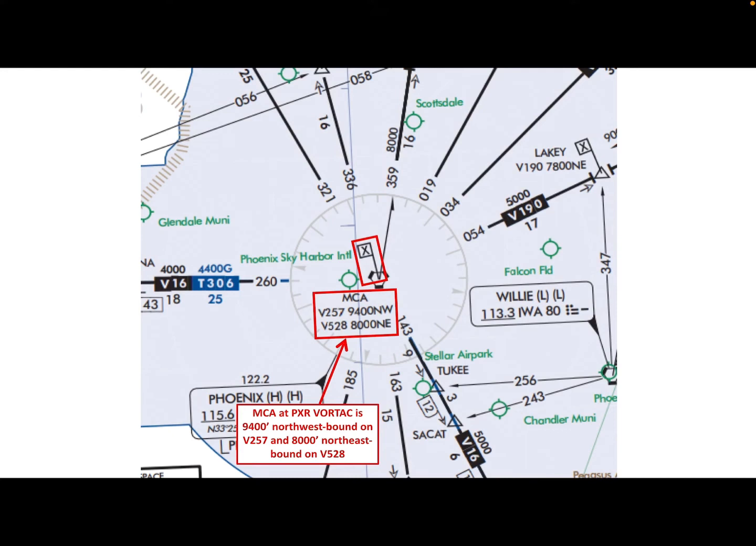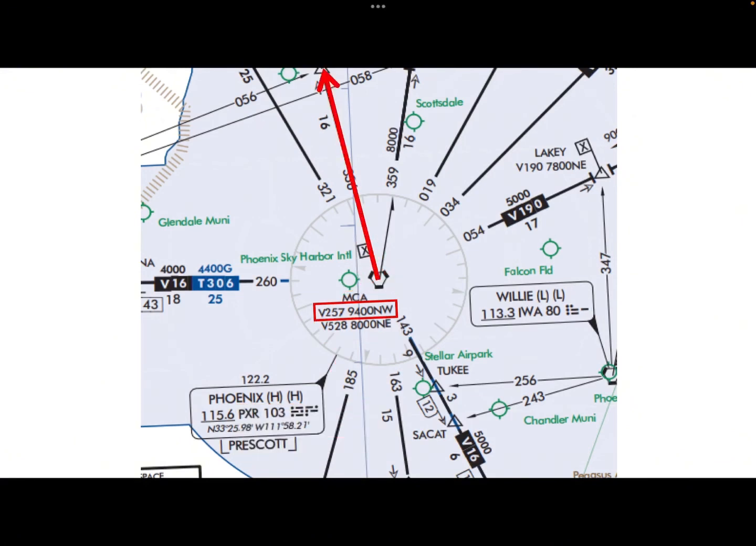So here in this example, the MCA at PXR VORTAC is 9,400 feet northwestbound on Victor 257 and 8,000 feet northeastbound on Victor 528. So if we are leaving the fix at PXR VORTAC on Victor 257 to the northwest, our minimum crossing altitude for above the nav station, so when we cross above the nav station, we have to cross at or above 9,400 when we're traveling to the northwest, again, on Victor 257.